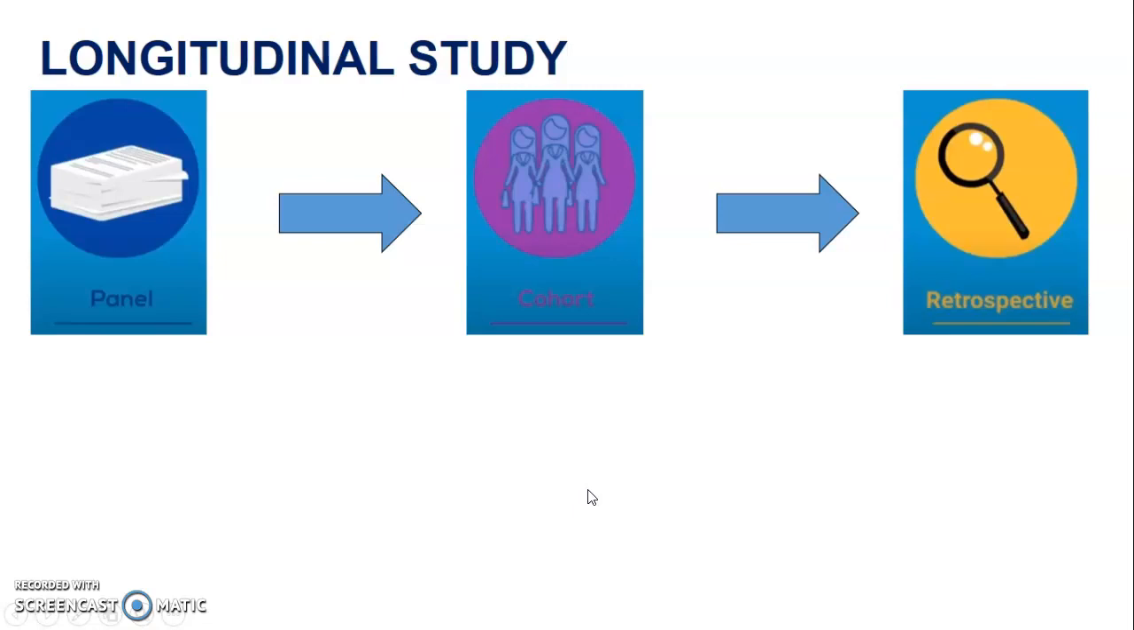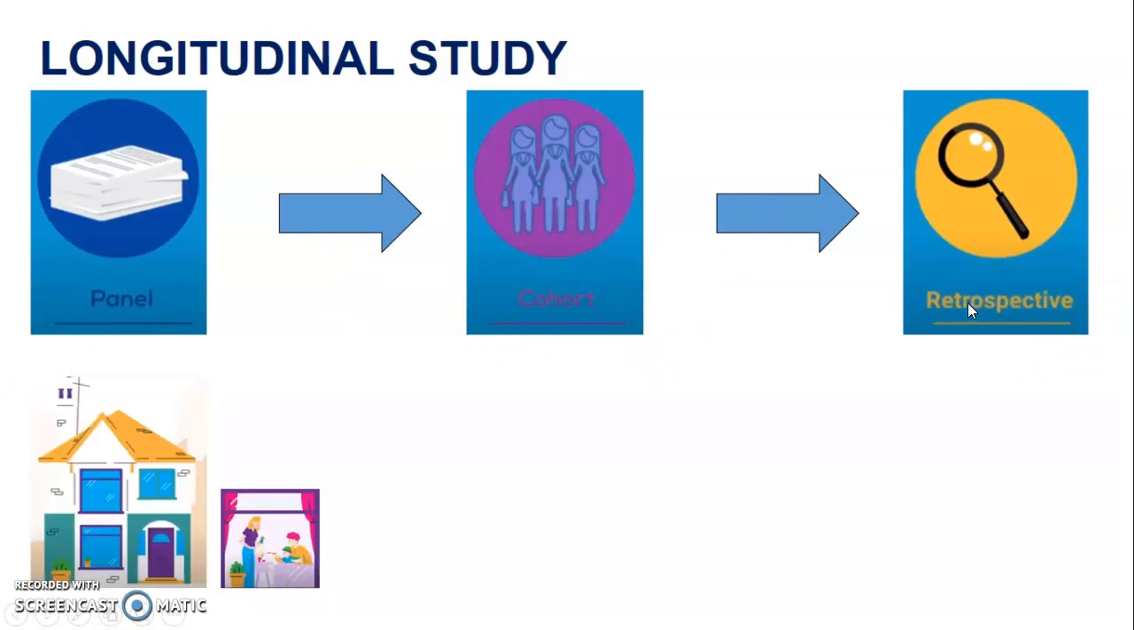So with these longitudinal studies, you've got 3 different types that they fall into. So you've got panel studies, cohort studies, and retrospective studies. So with a panel study, this is when they start to follow households. So they'll look at particular families or environments, and they'll follow those environments for the next 10, 20, 30, 40 years in terms of their development, behaviour, and so on and so on.